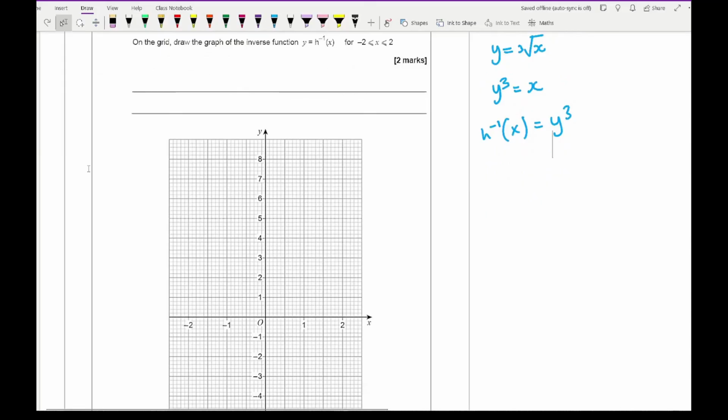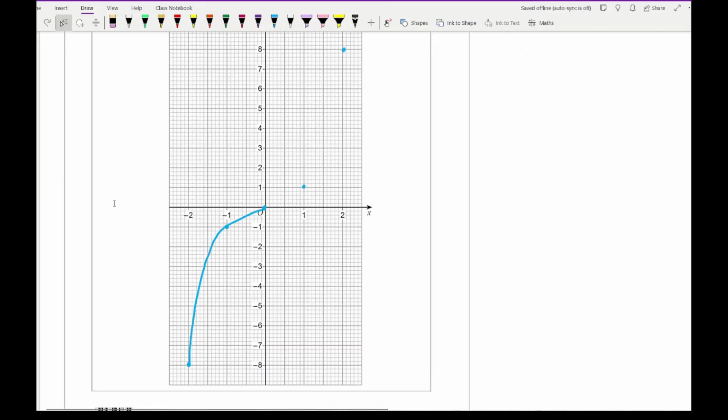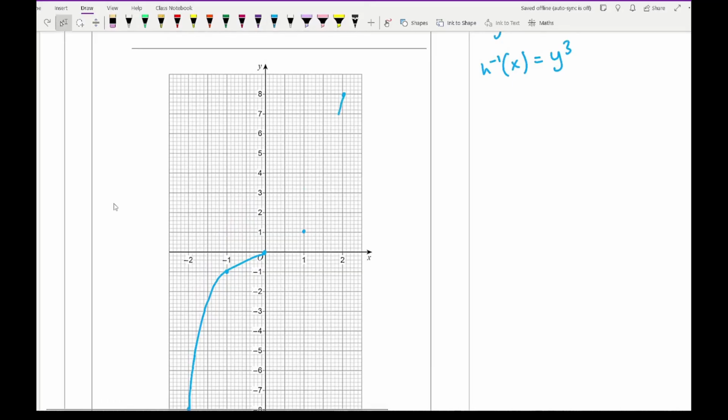So from this, what we then do is, well, 0 cubed is 0, 1 cubed is 1, 2 cubed is 8, and then looking at the reverse of those, minus 1 cubed is minus 1, and minus 2 cubed is minus 8. What you then want to do is try your best to draw a cubic, y equals x cubed, and make sure that you join the points up and it's as smooth a curve as possible.